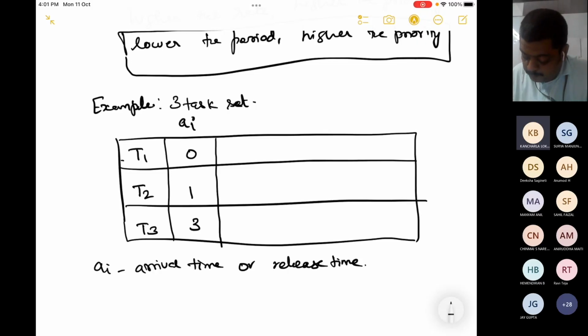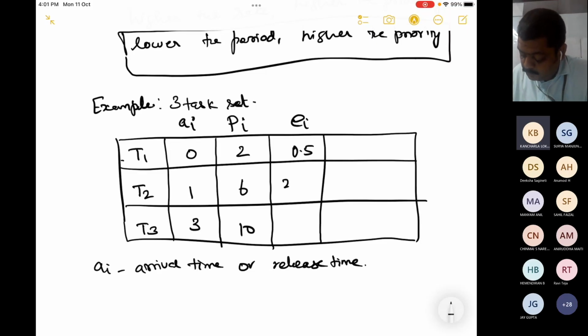Then PI is the period. The period is 2, 6, and 10. EI is the execution time. The execution time is 0.5, 2.0, and 1.75. So, example: 3 task set. AI is 0, 1, 3. That is, the arrival or release time for T1 is 0, T2 is 1, T3 is 3, and the values are given.